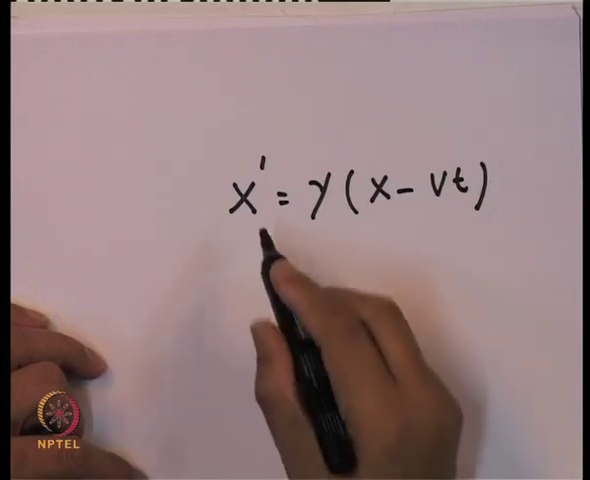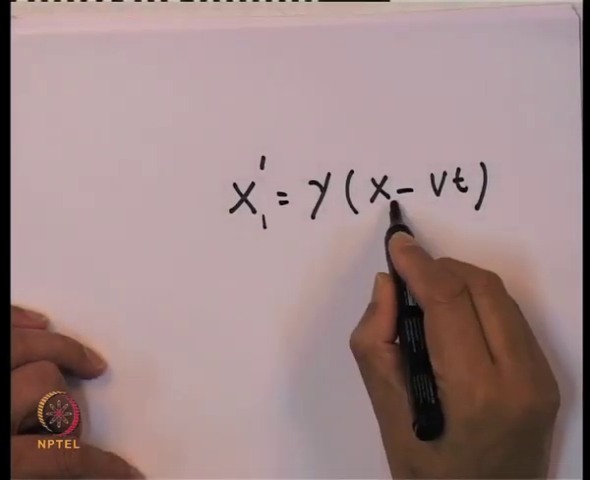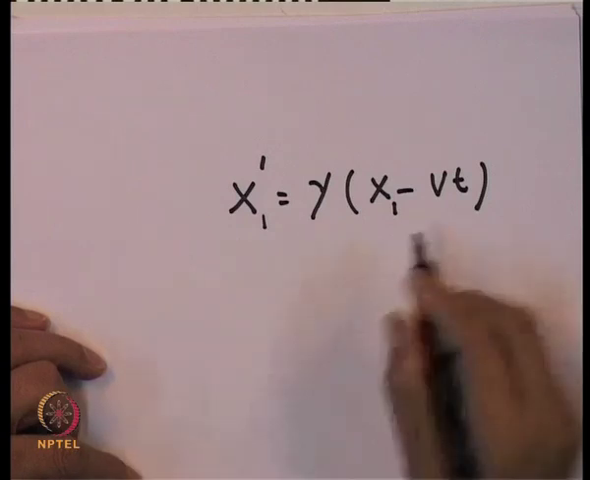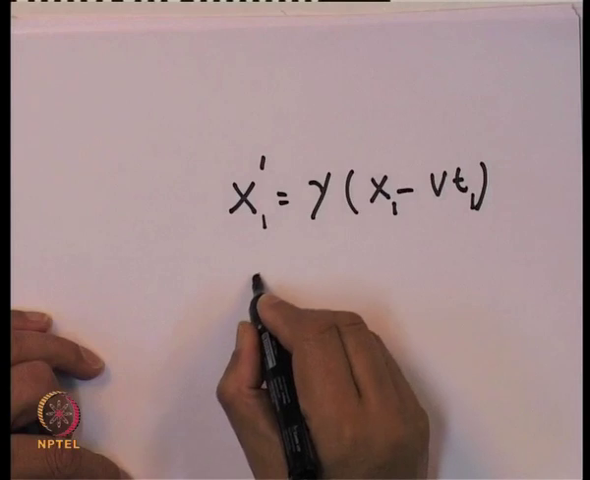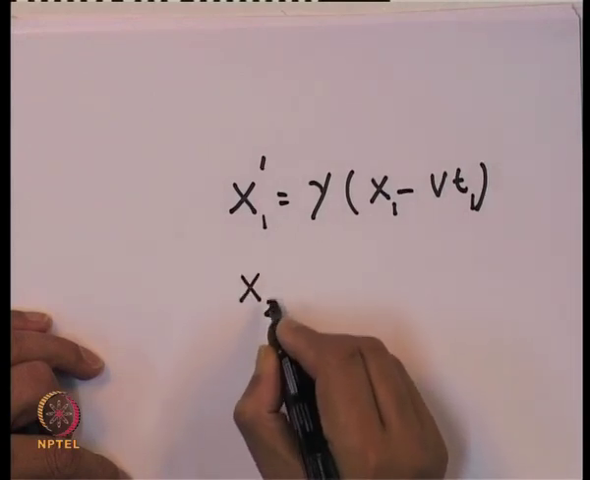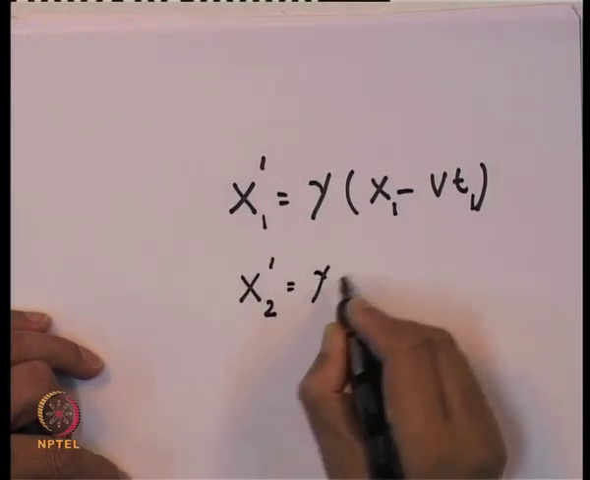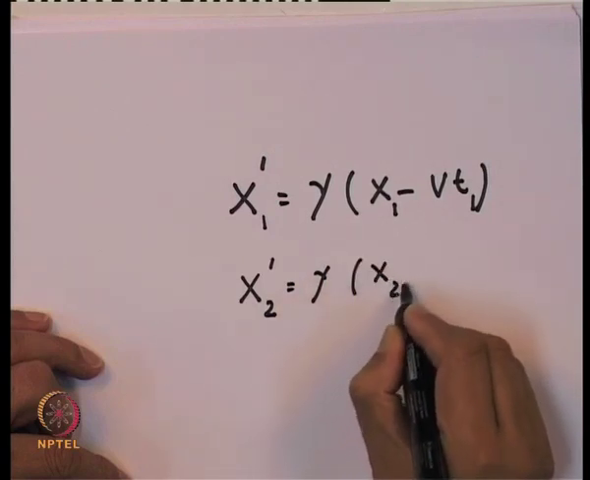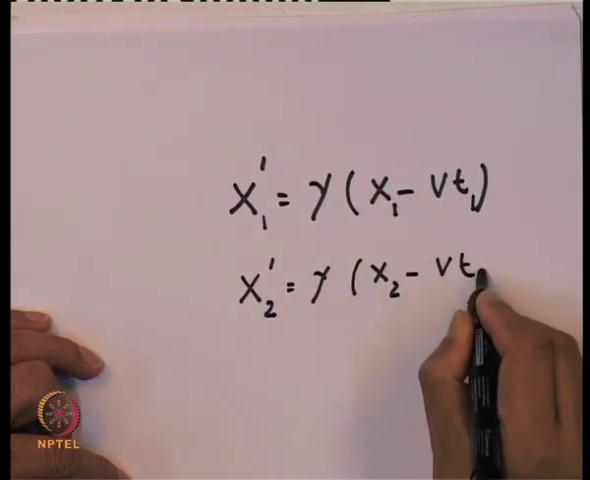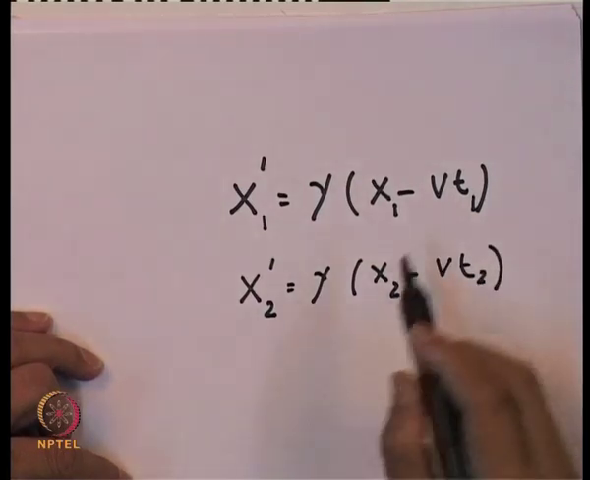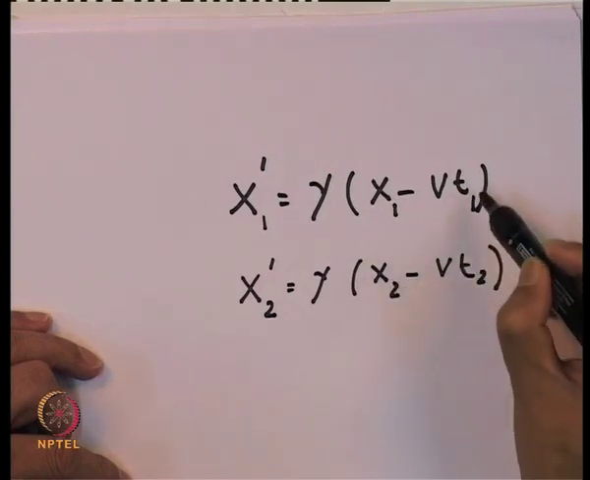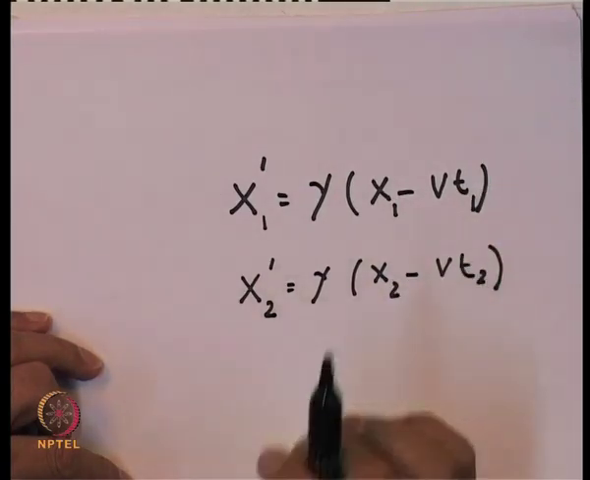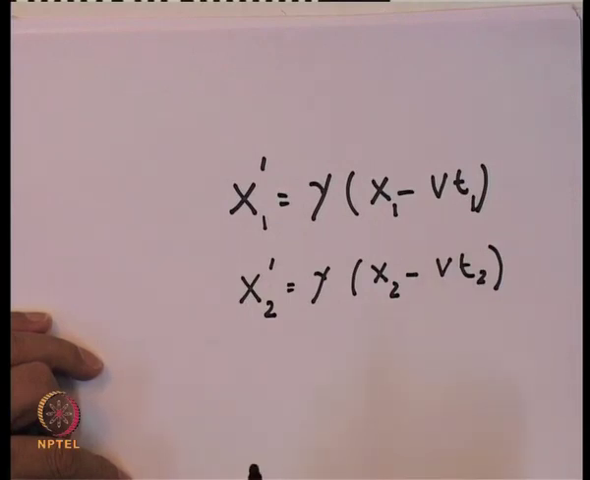Now, if there are two events, I can write this as x 1 prime equals gamma (x 1 minus v t 1). Similarly, for the second event, we write x 2 prime is equal to gamma (x 2 minus v t 2). Of course, x 1, x 2, t 1, t 2 have to be measured with respect to a fixed origin, and all these conditions we have defined earlier.